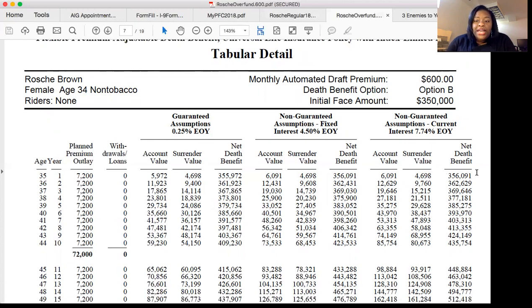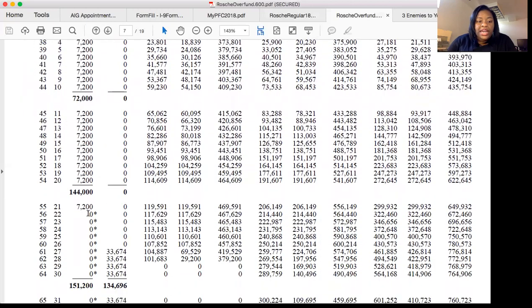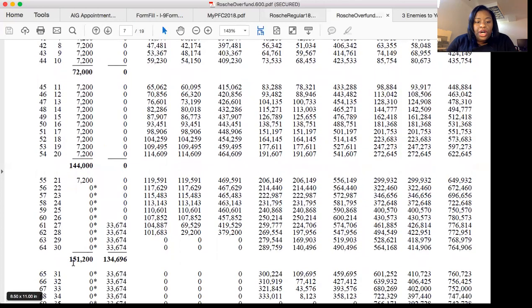Also, my death benefit has grown to $356. So it's grown, and that's what my beneficiaries would get after 1 year. My goal is making this into a retirement account. So same thing as the other one, I'm going to stop paying at 55 years old. That's a total contribution of $151,200 over time.